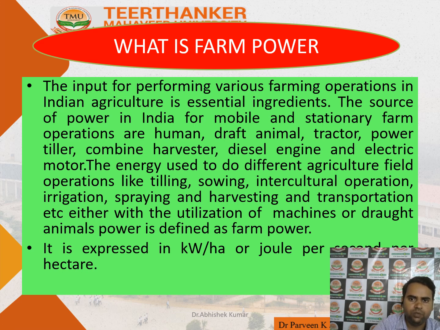The energy used to do different agricultural field operations like tilling, sowing, intercultural operation, irrigation, spraying, harvesting and transportation, etc., either by the utilization of a machine or draft animal power, is defined as farm power. It is expressed in the unit kilowatt per hectare.